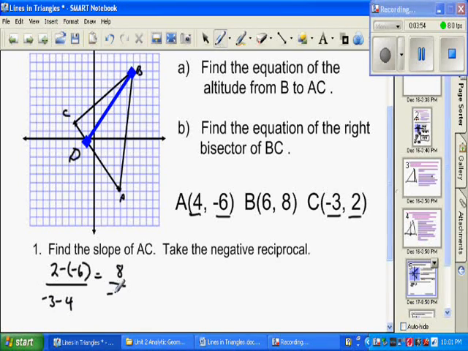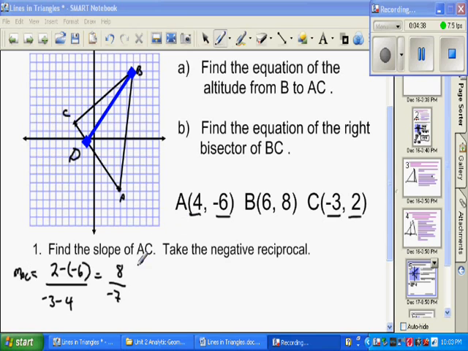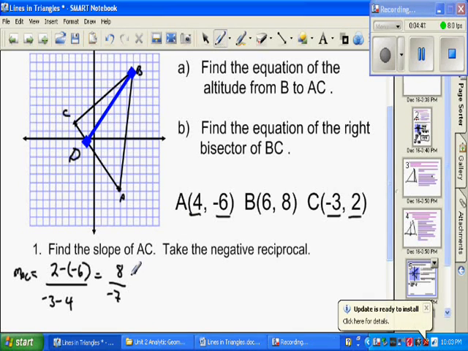So our slope is 8 over negative 7. Okay, which means our perpendicular slope is the negative reciprocal of that. So the way we can write this to keep it nice and organized is the slope of AC is 8 over negative 7, and the better way to write that is negative 8 over 7. Okay, so our negative sign is on top of the fraction.